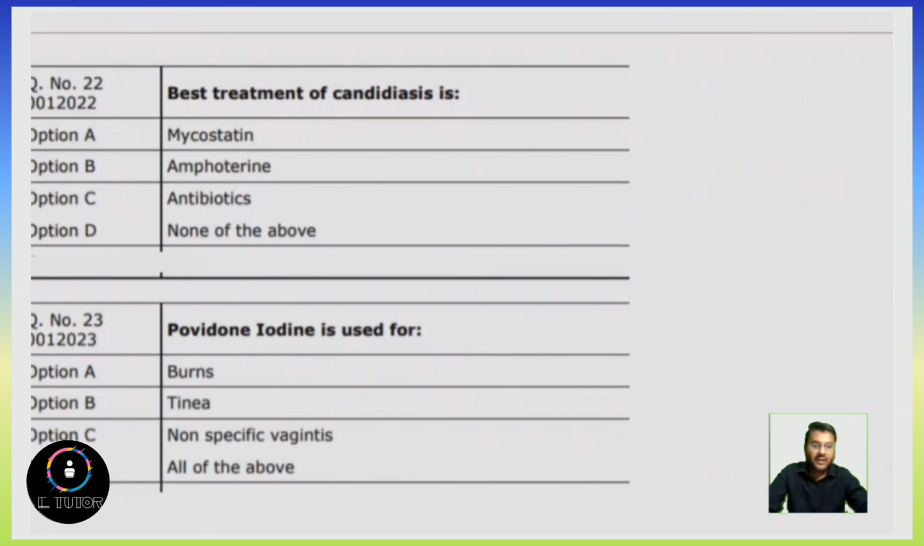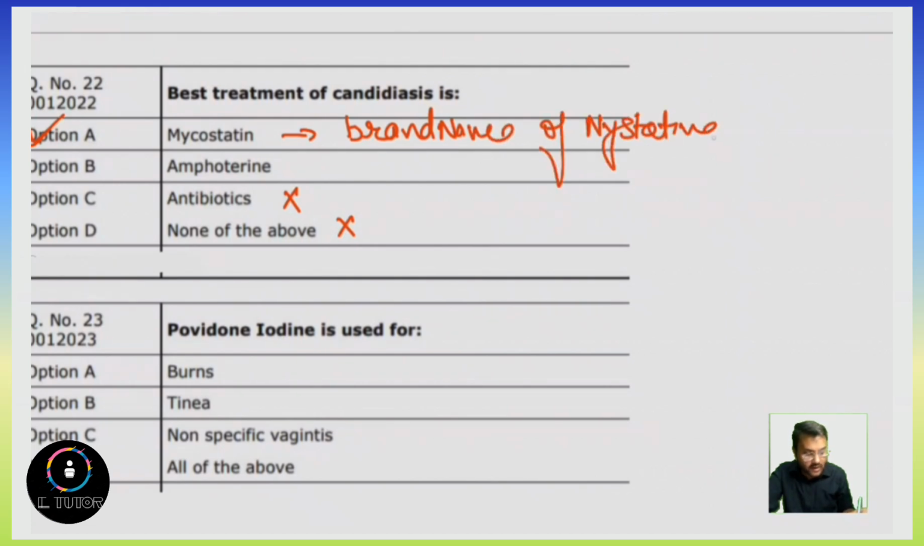Best treatment for candidiasis. So among the given options, mycostatin, amphotericin, antibiotics, and none of the above. Antibiotics are not given in case of candidiasis, and none of the above will not be the answer. Mycostatin is the best answer. It is a brand name of nystatin, and it is one of the most commonly used drugs in oral candidiasis or other types of candidiasis. So option A will be the correct answer, mycostatin.